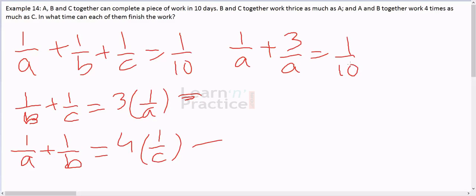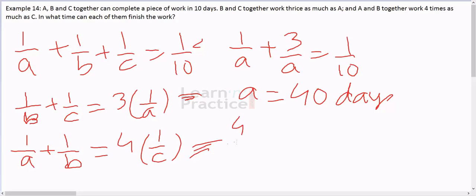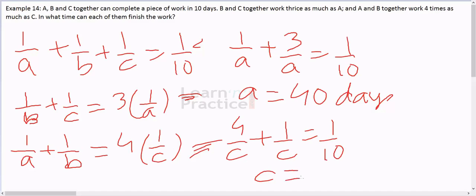If we take this LCM, then this will be A, 3 plus 1 is 4, so the value of A will be 40. So A can complete the work in 40 days. Similarly, from the second equation, put this value in the first equation and we'll get the value of C. So instead of 1 by A plus 1 by B, you can write 4 by C plus 1 by C is equal to 1 by 10. If we solve this, we will get C is equal to 50. So C can complete the work in 50 days.